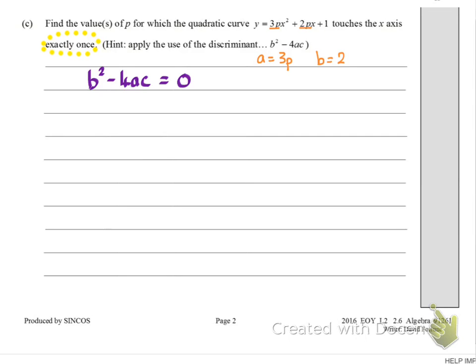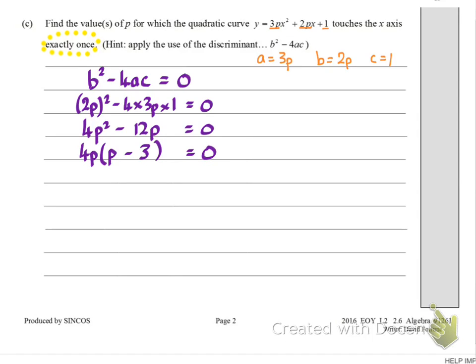So a is 3p, b is 2p, and c is 1. So when we do b squared, it's 2p squared. Simplify that out, factorize 4p out of there, and you've got p equals either 0 or 3.